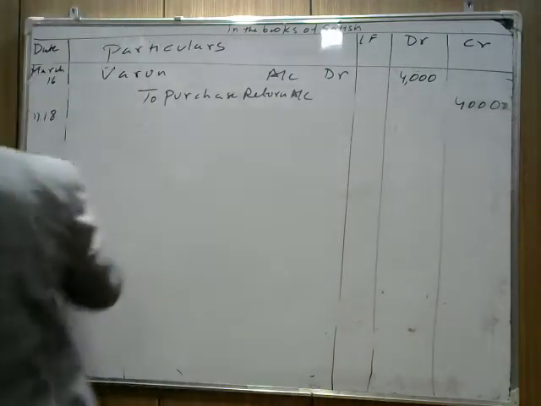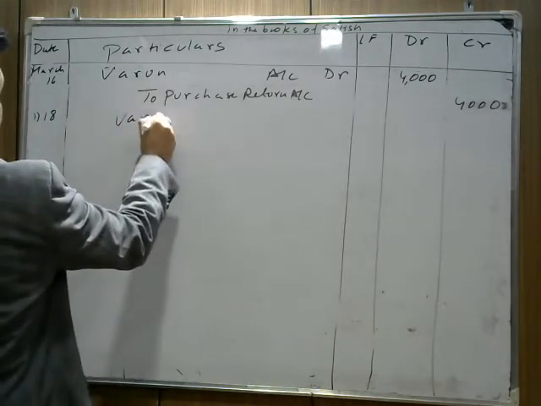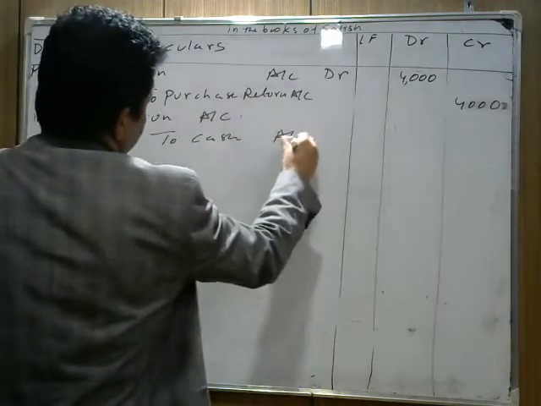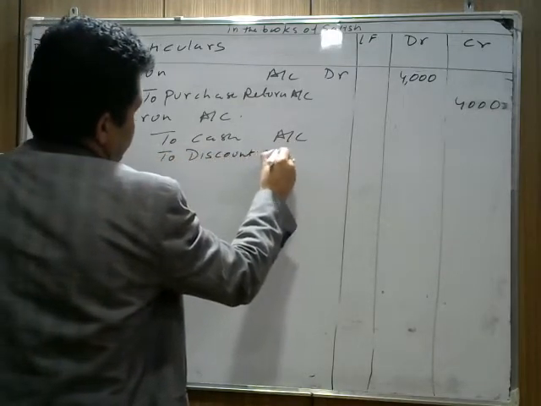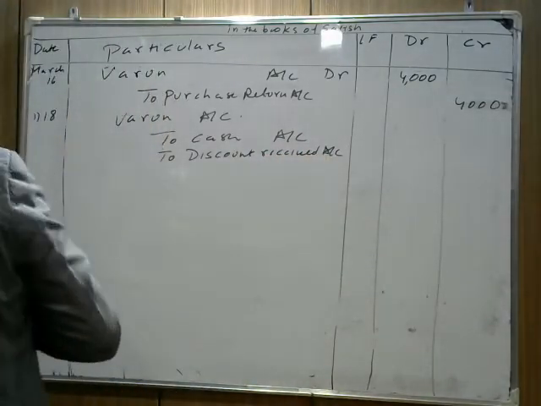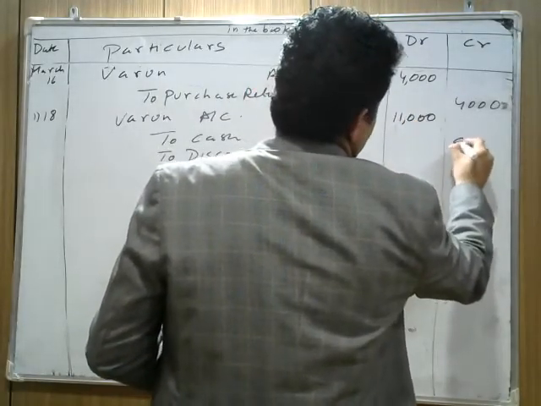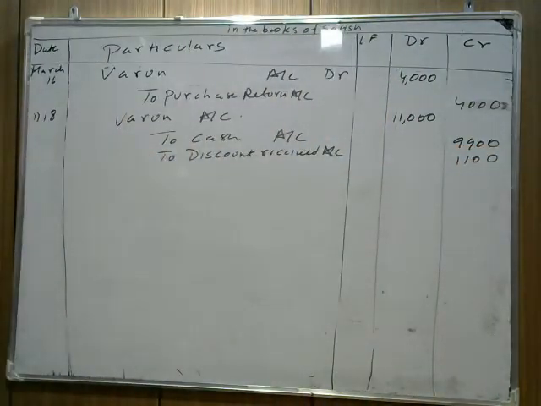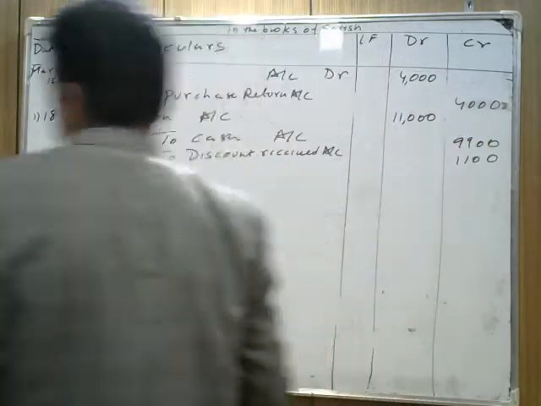How do we pass the journal entry? On March 18, we are paying to Varun. We write Varun account debit to cash account and to discount received account. Actually we are paying Varun 9,900, and we are getting a discount of 1,100 from Varun. So simply we write: paid to Varun in full settlement 9,900, and we received a discount of rupees 1,100.